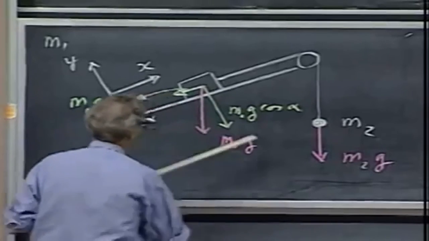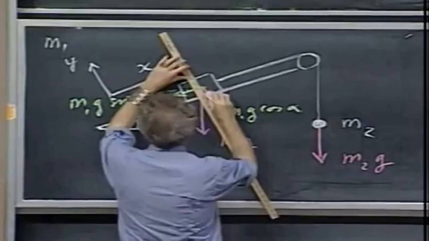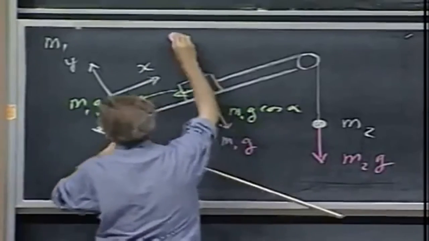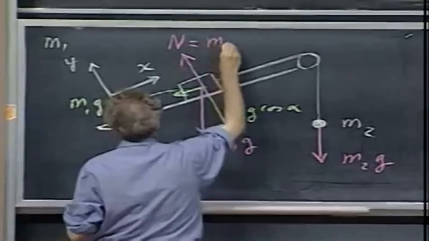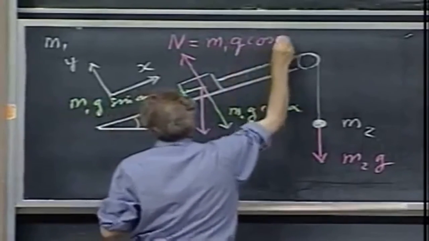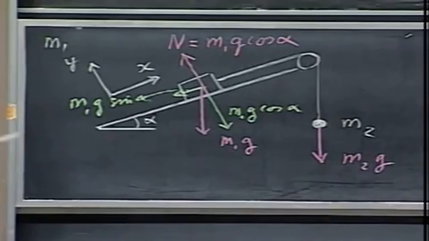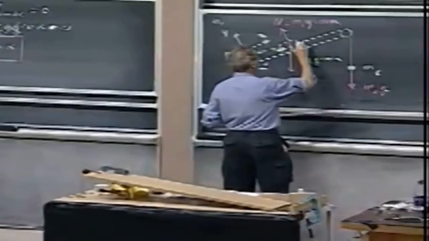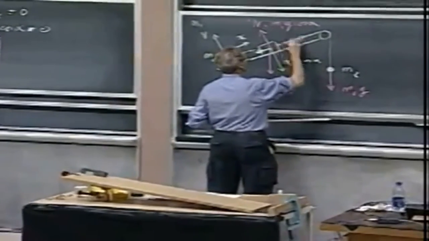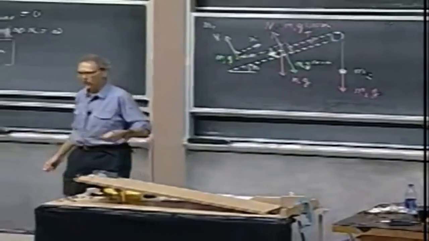Clearly, this one, m1g cosine alpha, we never have to worry about. There is no acceleration in the y direction. So this normal force N will kill this one, and this is m1g cosine alpha. So you never have to worry about the y direction. We know there's no acceleration. We only deal with forces in the x direction that are of interest. There is a tension in this string. And now comes the problem.